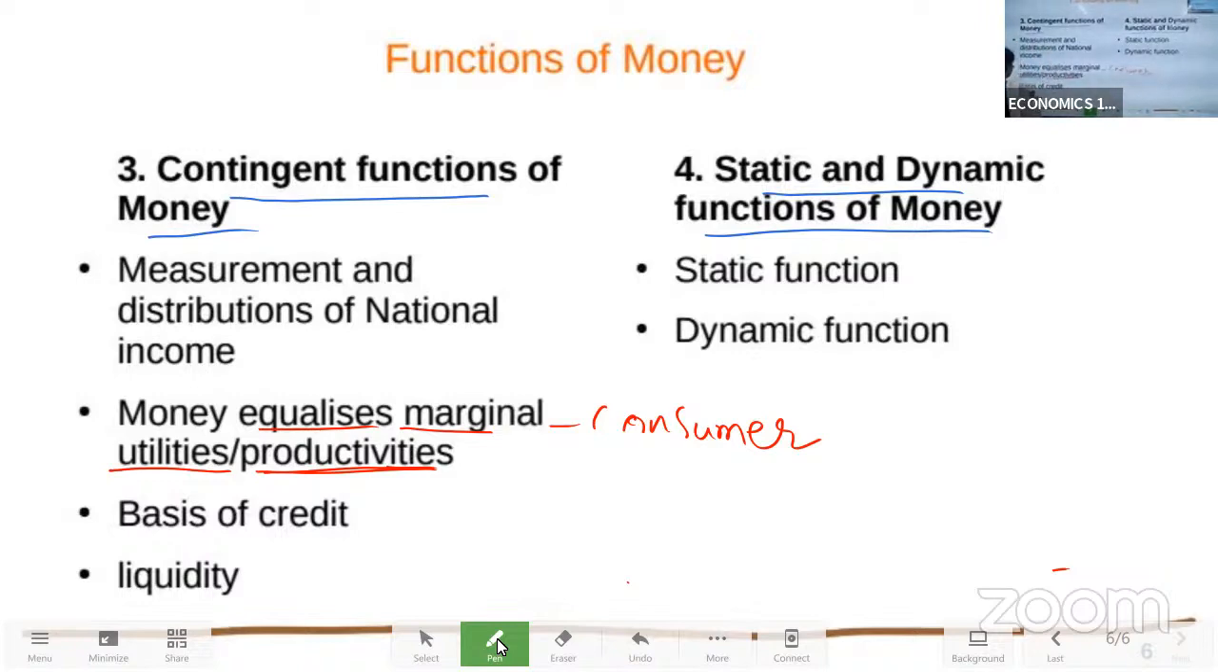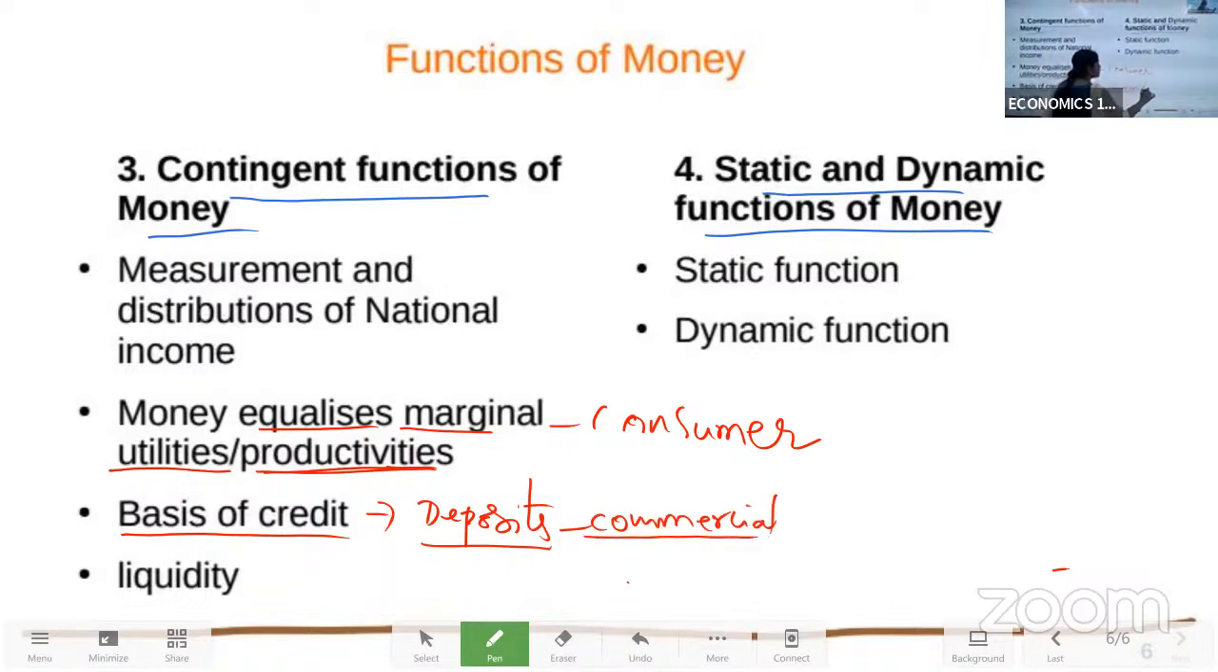The next, the third function, is the basis of credit. Whatever excess money we have, we deposit in the banks, isn't it? The commercial banks give the money we deposited as loans, as credit, to another person. This is possible because we deposited our money in the banks. Because of the deposited money supply, money is there with the bank, and that's the reason commercial banks can give credit to whomever they want.